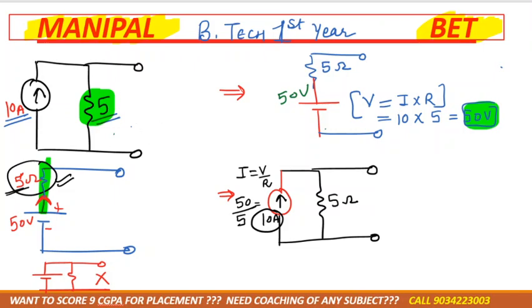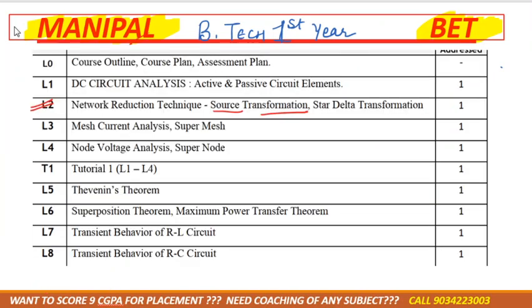So from this, one of the questions can come in Manipal. Like I told you that one of the questions will come from the theorems. Either it would be Thevenin theorem, superposition, or maximum power, and one of the questions will come from here. Either it would be source transformation, star delta, mesh, or node. Okay, so now we are studying the topic of source transformation.